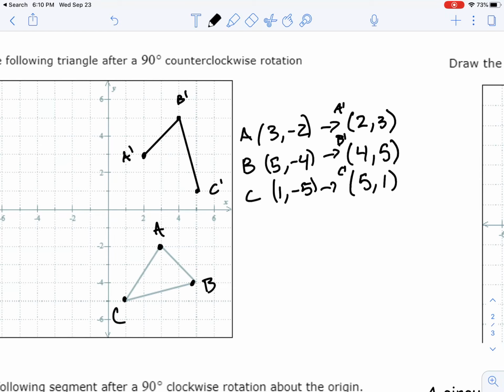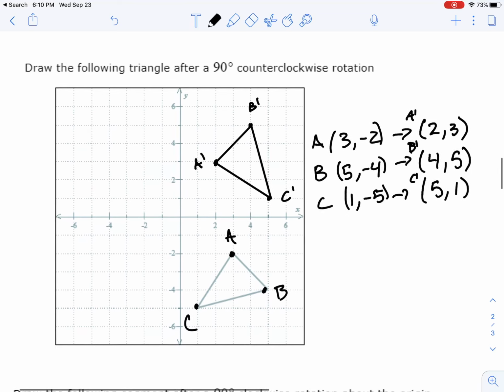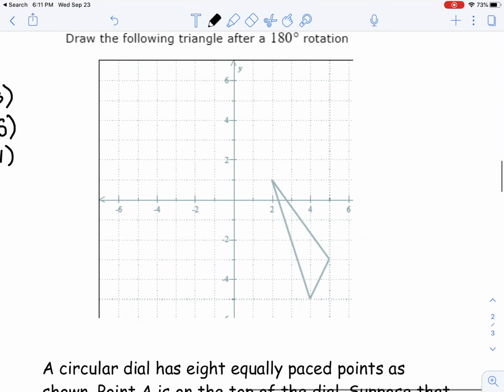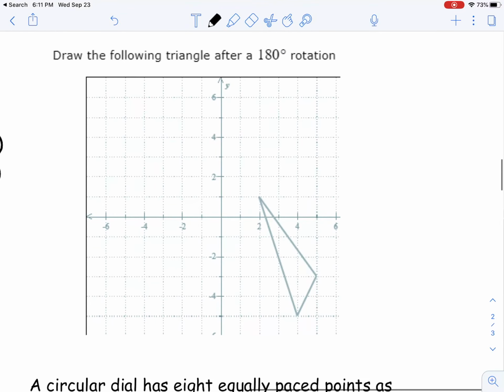See if I can make this triangle. Boom. That's rotated 90 degrees counterclockwise. Again, make sure you're going counterclockwise with it. It should be going this way. That's counterclockwise. Let's do the next one.